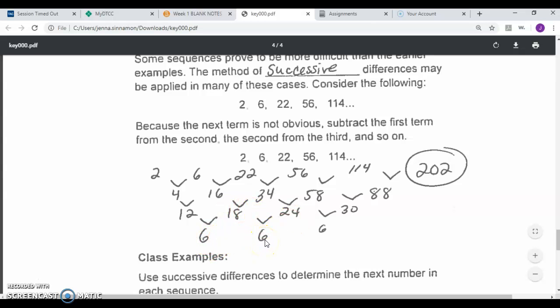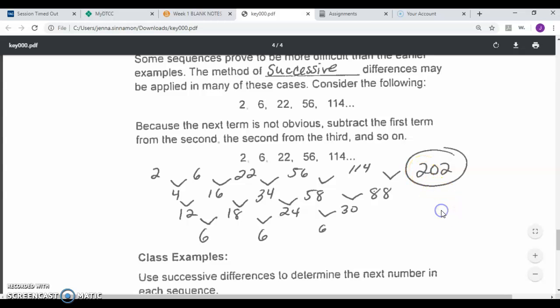I'm going to work my way back up then. So I added another branch and wrote a 6 down. 24 and 6 is 30. So working backwards, I'm now going to combine these numbers. So 30 and 58 give me 88. And then finally, 88 and 114 give me 202.